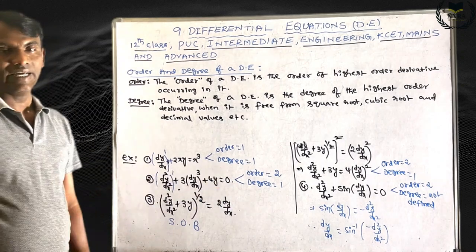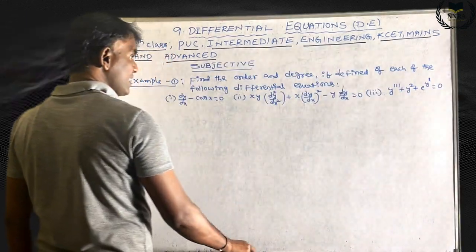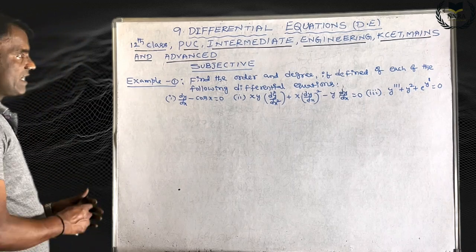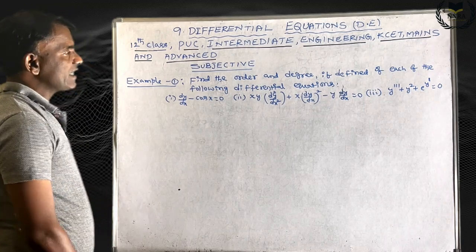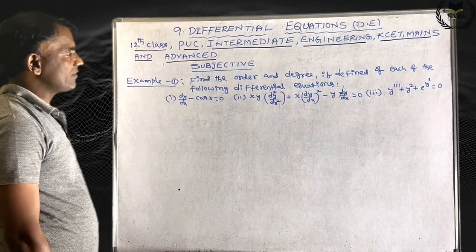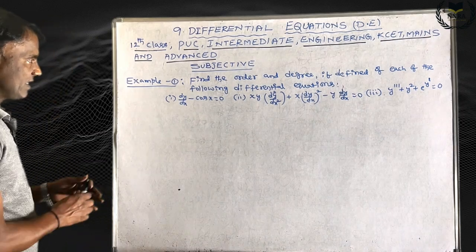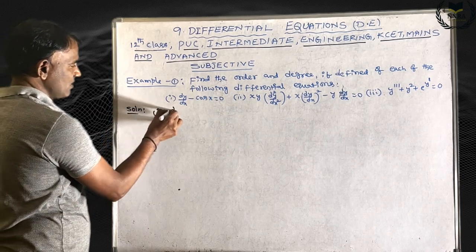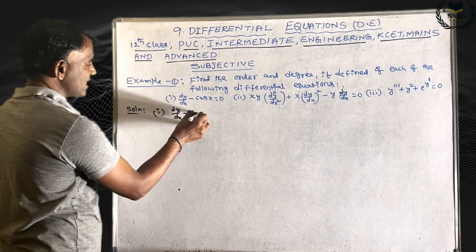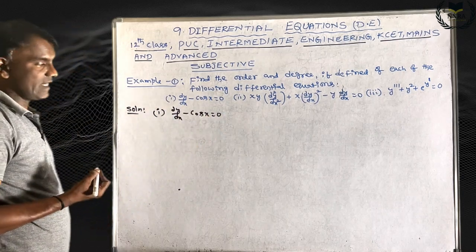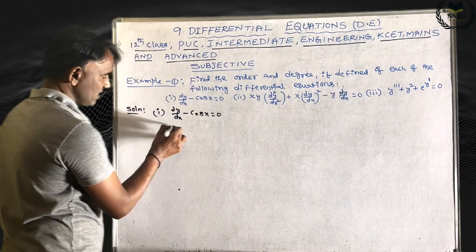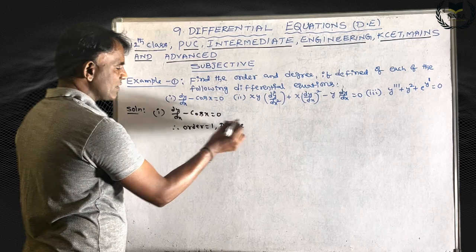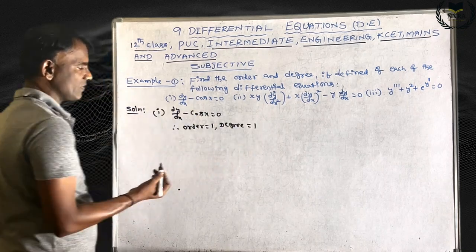Okay, now we do that exercise, subjective part. Now see this example. This is an NCERT example. Find the order and degree, if defined, of each of the following differential equations. In that, this is the first question: dy by dx minus cos x equal to 0. Right? So here, what is order? This is first order derivative only. Order equal to 1. And the degree means power of this derivative, that is also equal to 1.